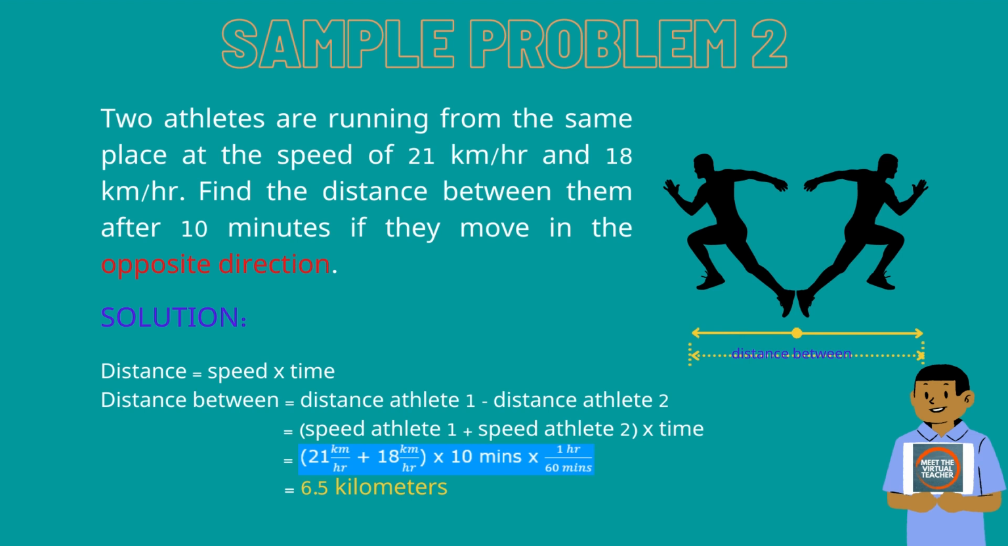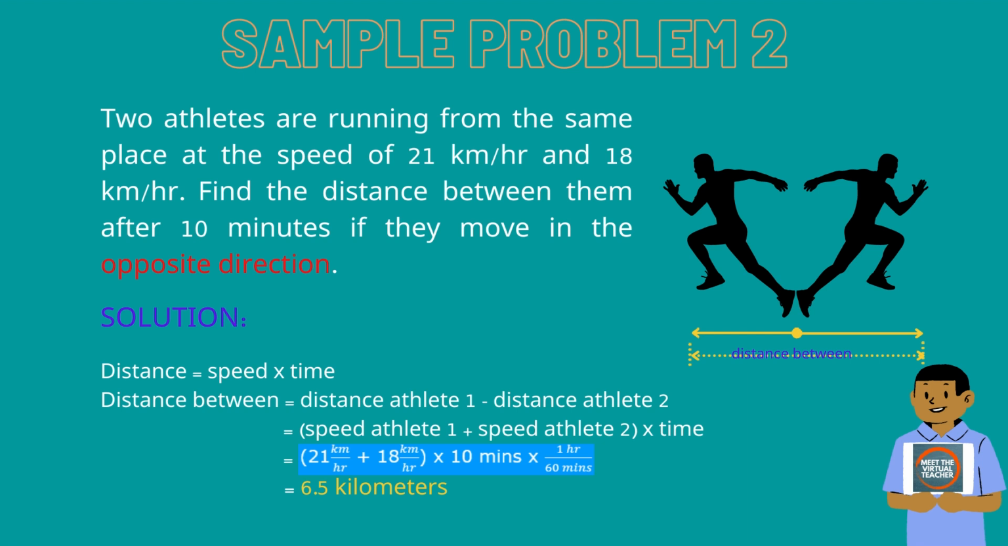Sample problem number two. Two athletes are running from the same place at the speed of 21 kilometers per hour and 18 kilometers per hour. Find the distance between them after 10 minutes if they move in the opposite direction. Remember the first problem is they're going in the same direction. Now they're going in opposite direction. So this is our solution.